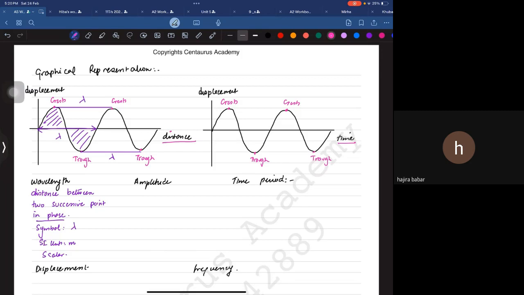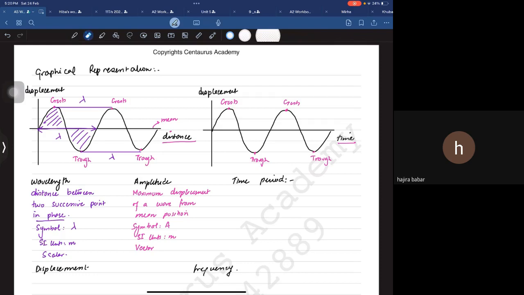Then, kids, we have amplitude, which is the maximum displacement of a wave from mean position. Mean position is this middle line. So the symbol for this is capital A. SI units are meters, and do remember, this is very important, that this is a vector quantity. So you can find amplitude by going from the mean position to the crest or to the bottom trough like that. That would give you amplitude. Fair enough.